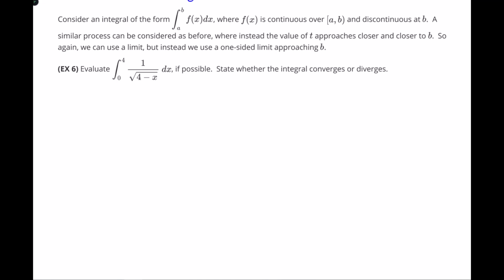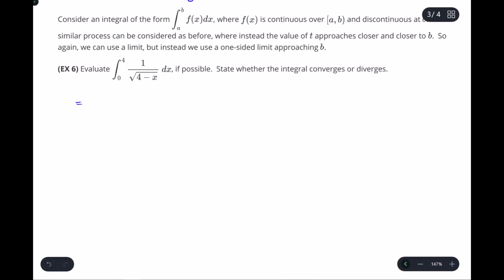The integrals involving infinity are very clear, but here it's not quite as clear that if we plug in 4, we're going to have 1 over the square root of 4 minus 4, which is 1 over 0, the location of an asymptote. So we can't evaluate this integral directly because of that. So we have to use the same approach that we did with an improper integral at infinity.